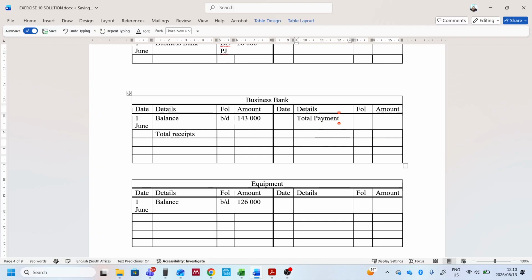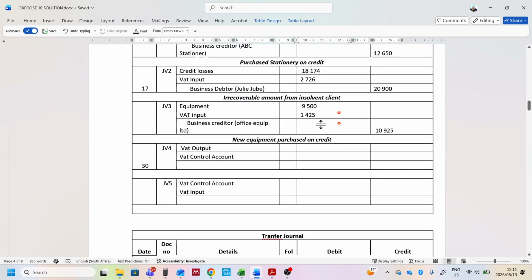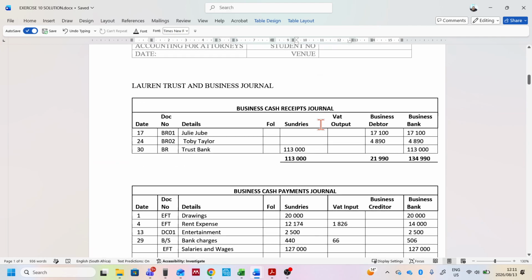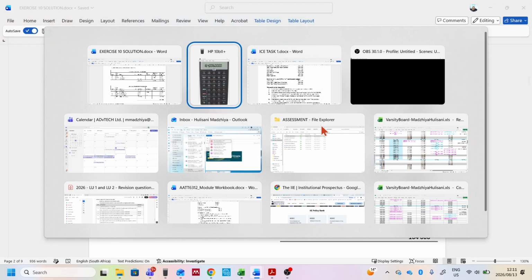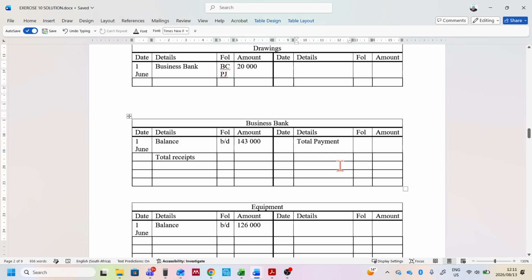So your business cash book receipts indicate the total money that the business received in the bank account. So instead of recording the accounts individually in this, we have got a business journal for that, to record what? All the receipts. So when we go to your business cash receipts over here, it does indicate that throughout this month, the business received 134,990.